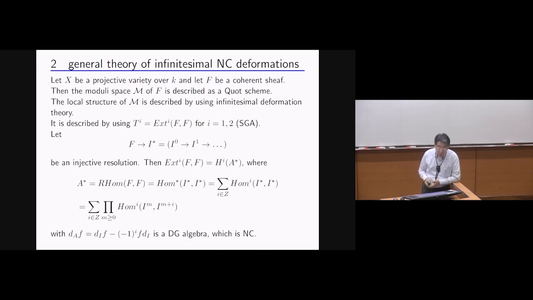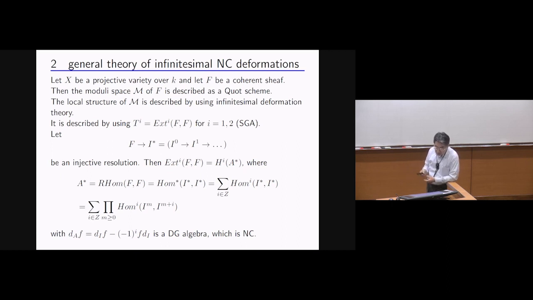Develop F into an injective resolution. So I0, I1, and so on are injective modules. And then the extensions are calculated as some homology of the algebra A star, and A star is the derived Hom algebra, which is a direct sum of Hom i. Hom i means the Hom space of I to I star shifted by i.